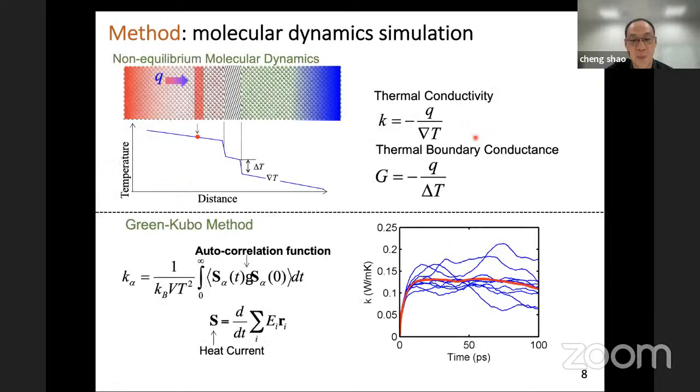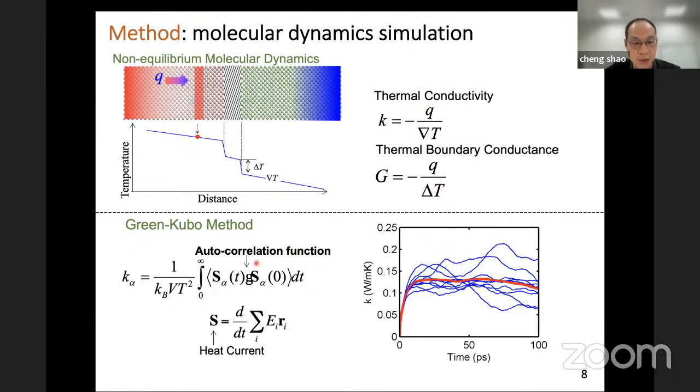To calculate the thermal conductivity of a material, we have two commonly used approaches. One is called the non-equilibrium molecular dynamic simulation. This method is very similar to what we do in experimental measurement. Basically, we maintain a temperature difference between the hot side and the cold side of the system, and we can track the temperature profile and the heat flux across the system. From the temperature gradient and the heat flux, we can get properties like the thermal conductivity or the thermal boundary conductance at the interface.